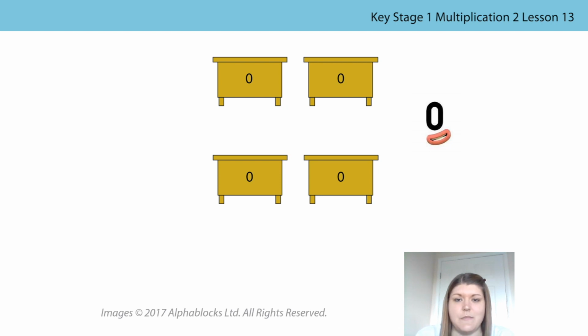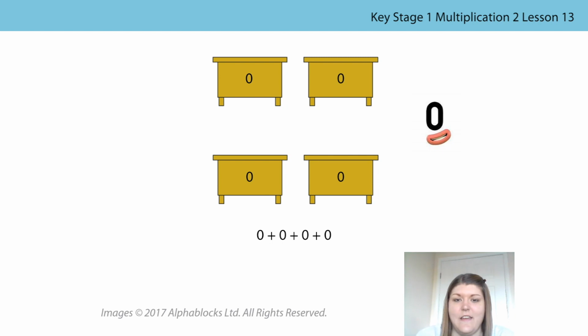So my group is my desk. I've got 4 of those, but there's nothing in each group. It's 0. How would I write that as an addition sentence? Repeated addition. Have a go and write it on your piece of paper. What do you think it's going to look like? Here's how I wrote mine. 0 plus 0 plus 0 plus 0. Is that what you wrote?